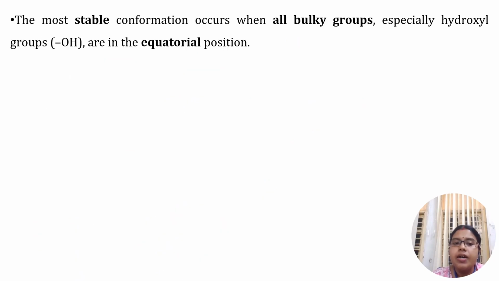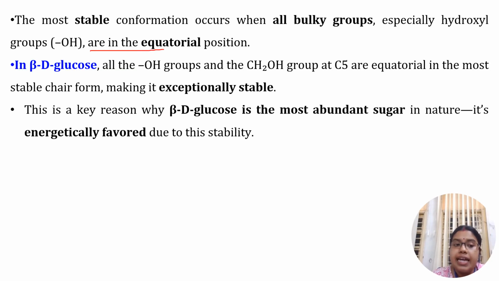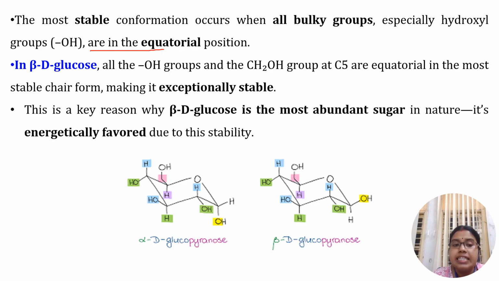The most stable conformation occurs when all bulky groups, especially the hydroxyl groups, are in the equatorial position. That's why beta D-glucopyranose is the most stable structure, because at C1, C2, C3, C4, C5, the hydroxyls in beta D-glucopyranose are all equatorial. But in alpha D, the C1 OH is axial. That's why between C1 and C2 there is an axial OH interaction, and alpha D-glucopyranose is not too stable. Beta D-glucose is the most abundant sugar in nature and energetically favored for its stability.